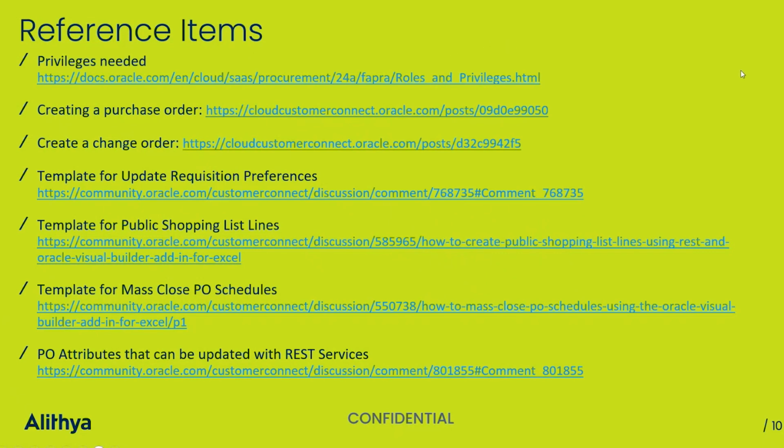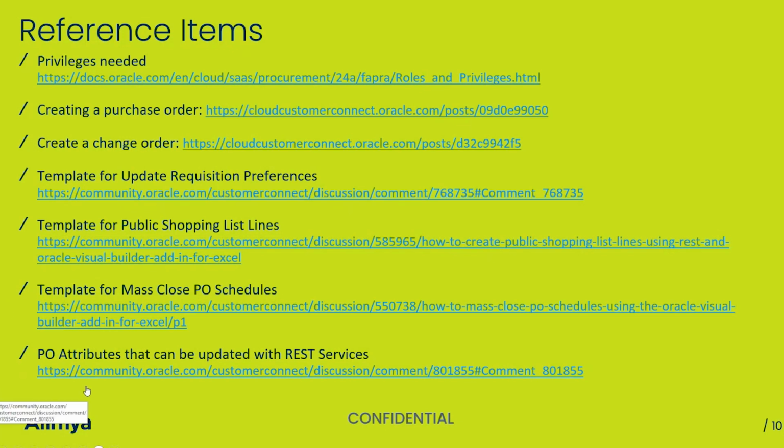So here are the reference items that I was talking about. One of the questions may be, well, what privilege do I need for this? The privilege is buyer, or the role is buyer, I should say. But if you want to dig in and find how the roles and privileges are used for that REST API, here's the link that you would follow. We've already talked about the link for the as-is template for creating a purchase order, creating a change order. I did give you the links for a couple of the other templates that I referenced earlier.